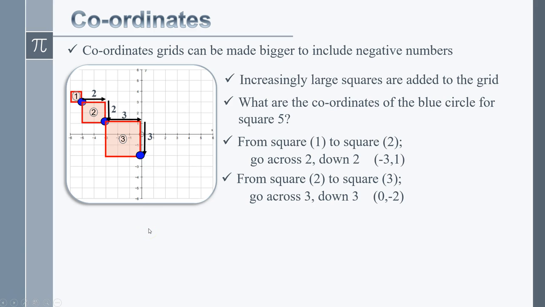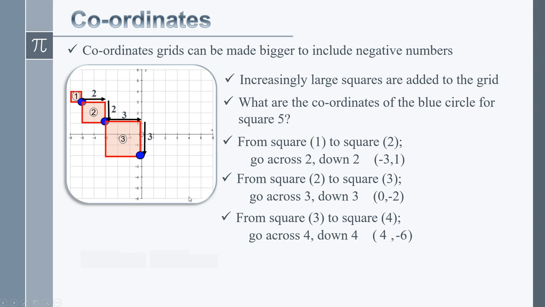This one I'm not going to draw out, but I know if I put the next square on, it's going to be side 4. So it's going to go across 4 and down 4. From this point here, if I go across 4, 1, 2, 3, 4, and down 4, 1, 2, 3, 4, I'm going to end up where my cursor is. So that's going to be at 4, minus 6.